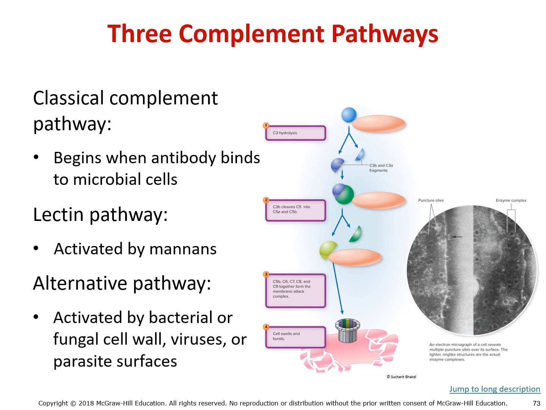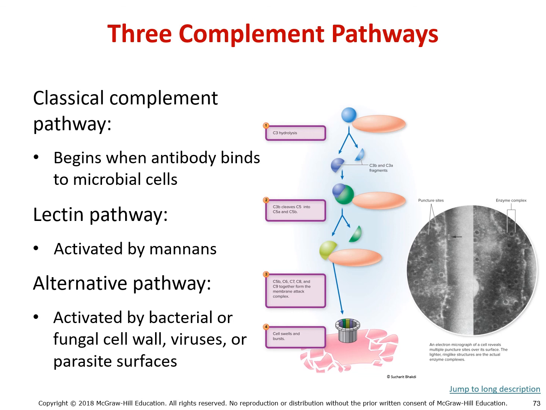the alternative pathway. The classical pathway is named as such because it was one of the first discovered, where an antibody binds to a microbial cell and promotes then the activation of complement. The lectin pathway can be activated by mannins, and the alternative pathway is activated by bacterial or fungal cell walls, viruses, or parasite surfaces. The idea is the microbe itself activates it.